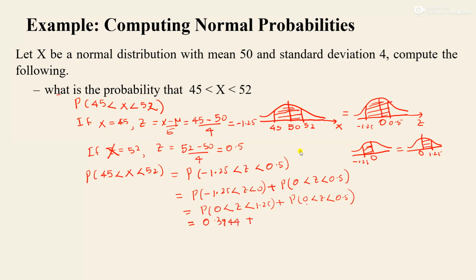plus, for this one, the row 0.5 and the column 0.00, that is 0.1915. That is equal to 0.5859. Right?